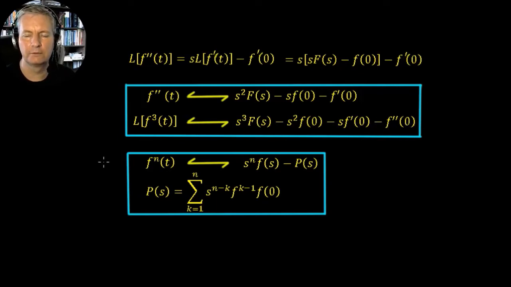And then if we wanted to, we can extend that out to the nth derivative, and it's going to be s to the n F of s minus this factor here, P of s, and the P of s is going to be the sum from k equals 1 to n of s to the n minus k times f to the k minus 1 of 0.